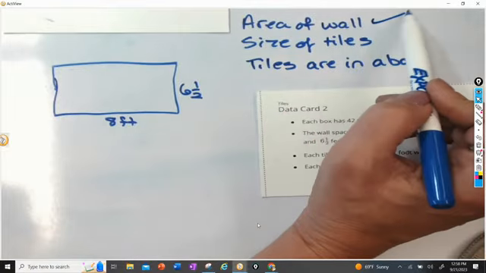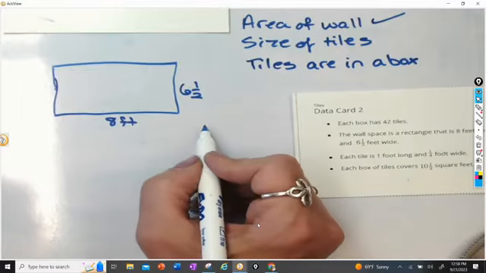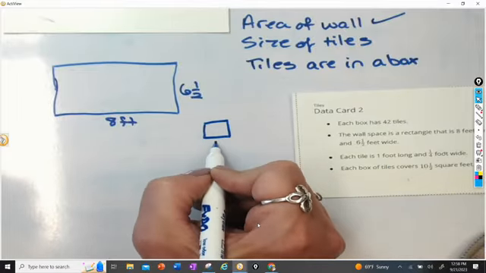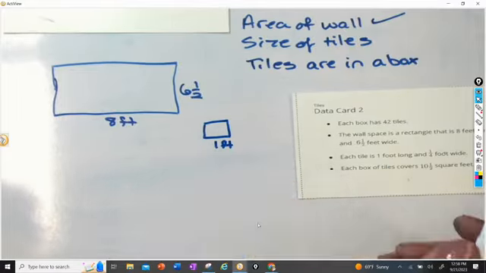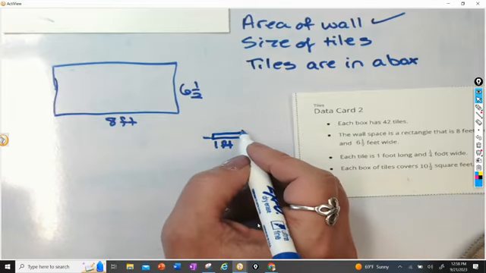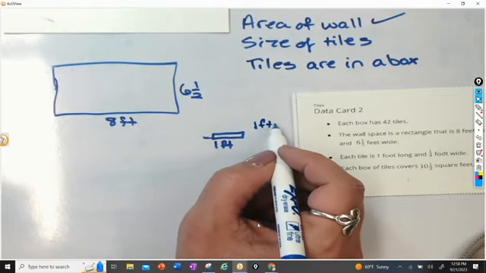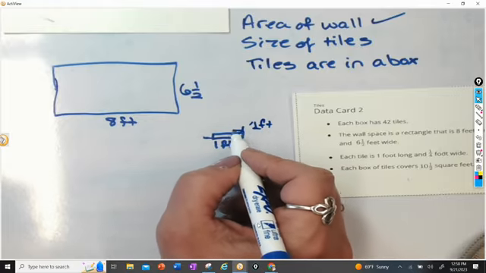So I found out the size of the wall. I need to find the size of each tile. It is 1 foot long. So here's my tile. It's 1 foot by 1/4 foot. So that's going to be really tiny. So 1 foot by 1/4 foot, right? So how many tiles would it take me to get to 1 foot on this side? It's going to take me 4 of them.